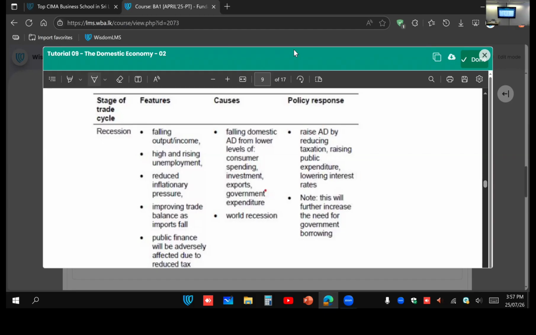So money was pumped out into the local economy, into the money supply, national income increased, people started growing little by little, people had a little money. With that, taxes were reduced, right? Import restrictions were lifted. That's how we did it. So raise the aggregate demand by reducing taxation, raising public expenditure, lowering interest rates.